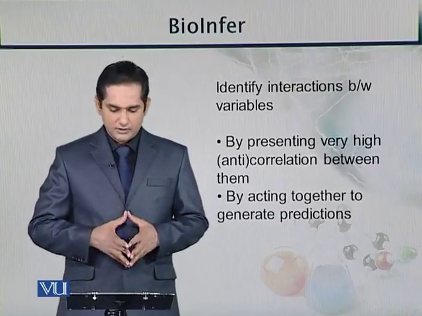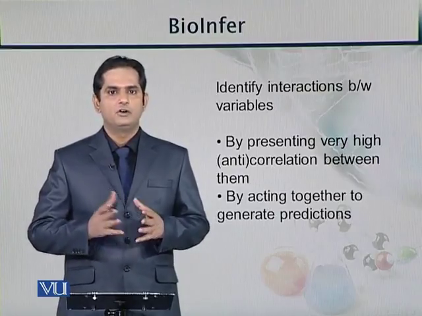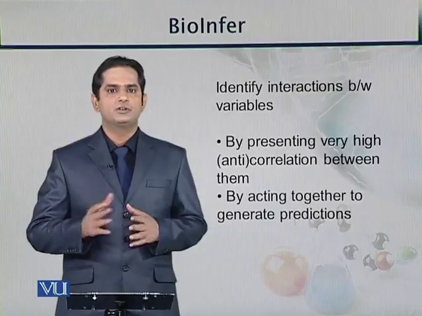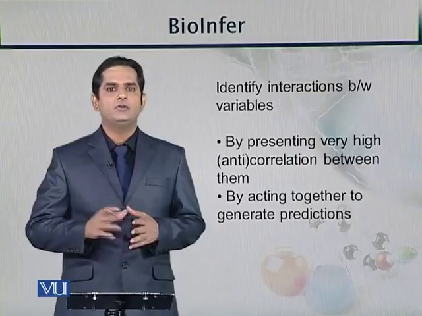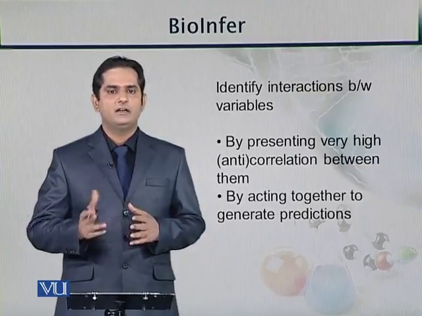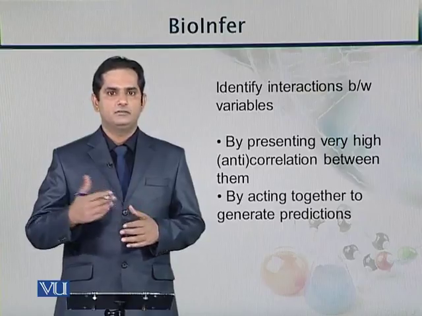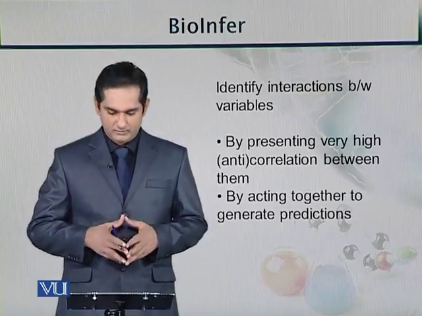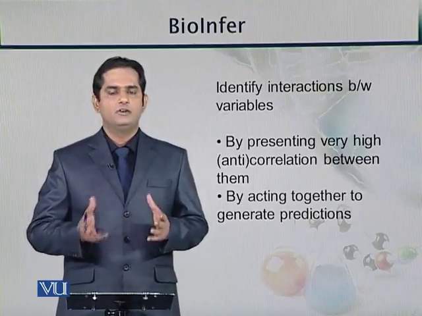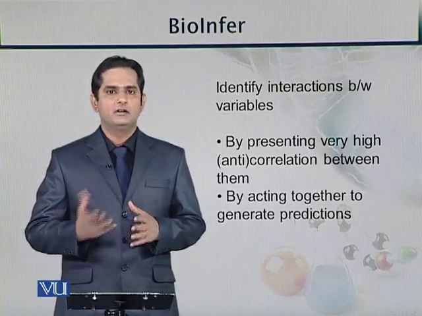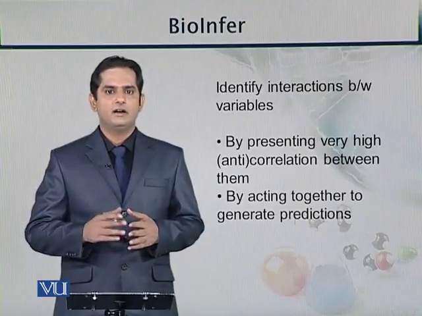Similarly, this identification between variables can be at 2 levels. Number 1 is correlation. Correlation means that they are directly proportional to each other and they have some similarities together. And it can be anti-correlation also. Anti-correlation means that they are vice versa to each other. They are different, and whenever one value increases, the other decreases and vice versa. So by acting these together, we can generate new predictions. This can be positive or negative, meaning it can be correlated or anti-correlated.